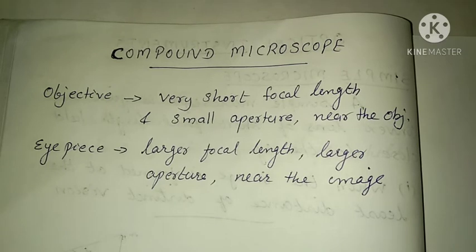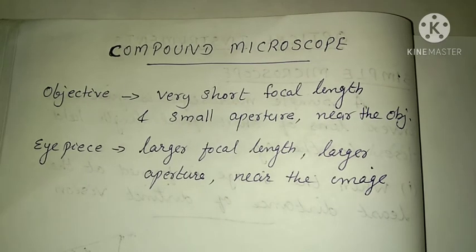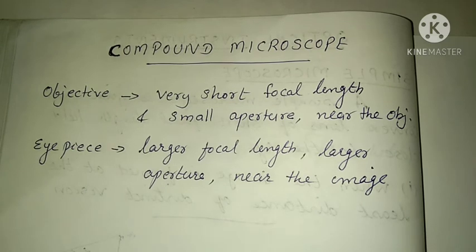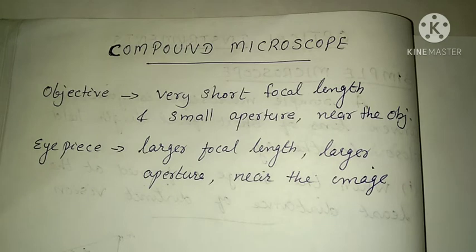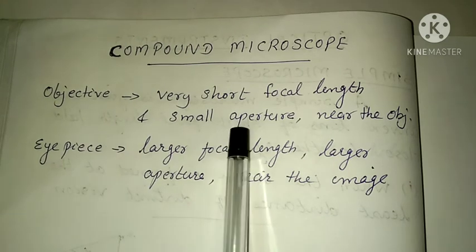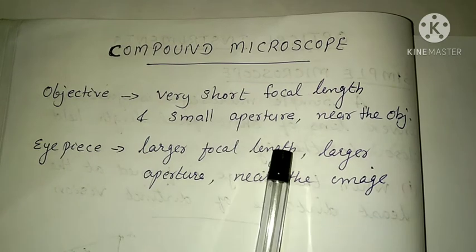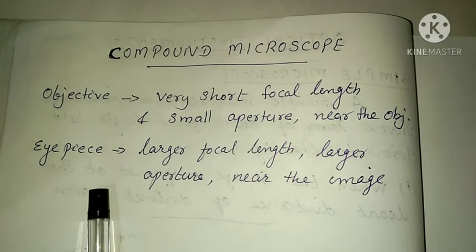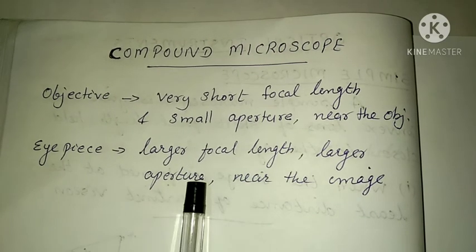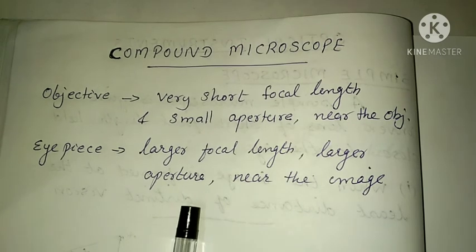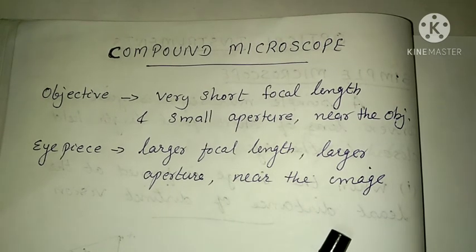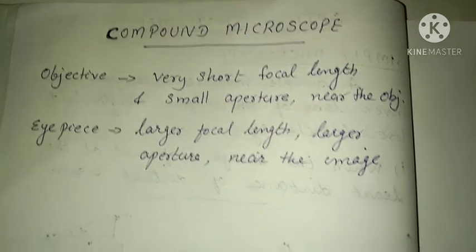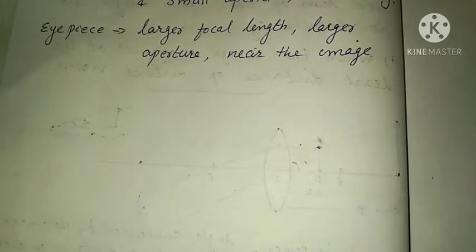A good quality compound microscope can produce magnification of the order of 1000. And this compound microscope consists of two convex lenses. One is the objective. It has very short focal length and small aperture, and it is placed near the object. Second one, eyepiece. It has large focal length and large aperture and is placed near the image. So we can draw the diagram of the compound microscope.